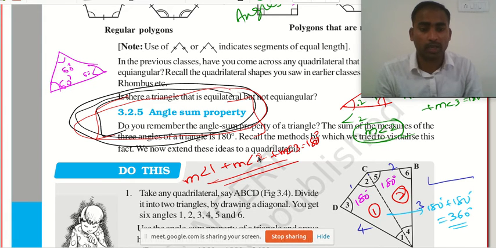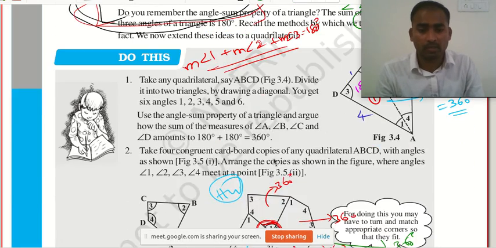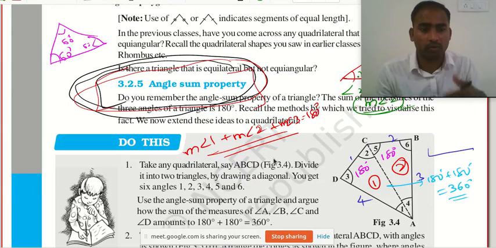You believe that according to the angle sum property, the sum of angles in a triangle is equal to 180 degrees. Next, here we are having one quadrilateral. Now we want to find the sum of all the angles in a quadrilateral. What is the sum of interior angles in a quadrilateral? That is what we need to find.